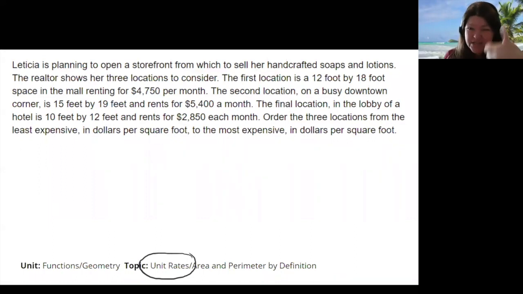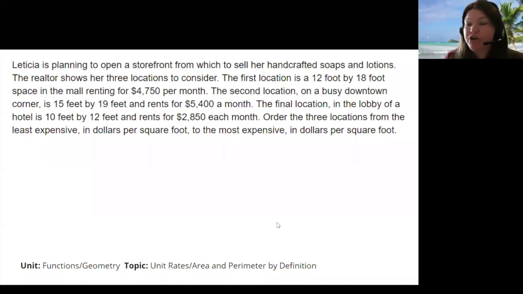They love them on the GED because they show up a lot in real life. Here's a real life scenario. This is how they compare commercial properties, by the dollars per square foot. But the other reason they like them is that a unit rate is an application of a slope. You don't even realize you're looking at a slope application problem, but that's what this is.